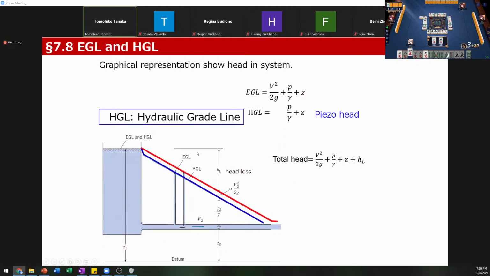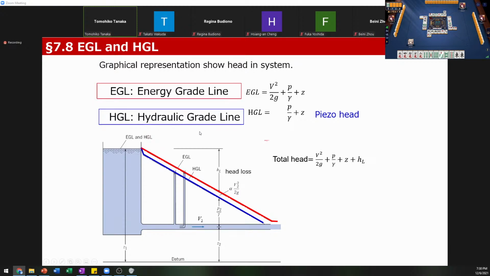So using this kind of relationship, you can draw a graphical representation for the head in the system. HGL stands for hydraulic grade line, and EGL stands for energy grade line. Okay, the energy grade line is the total head, and the HGL is the piezometric head. That's why EGL has a velocity term.